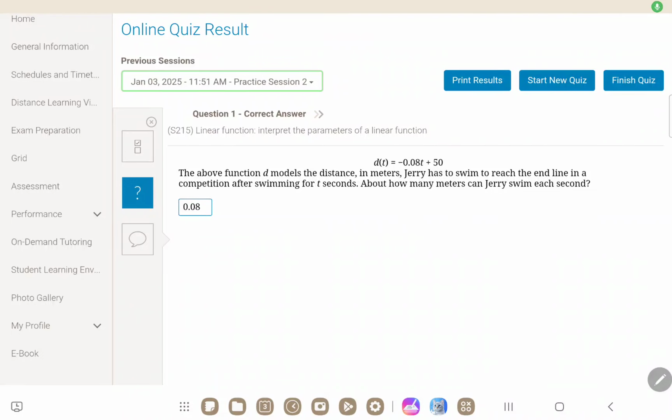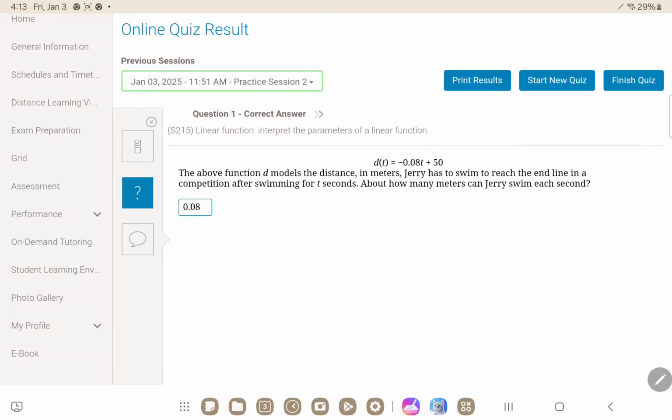So today we're going to be solving the week 4 math AMS quiz. Let's start. The above function D models the distance in meters Jerry has to swim to reach the end line in a competition after swimming for t seconds. About how many meters can Jerry swim each second?